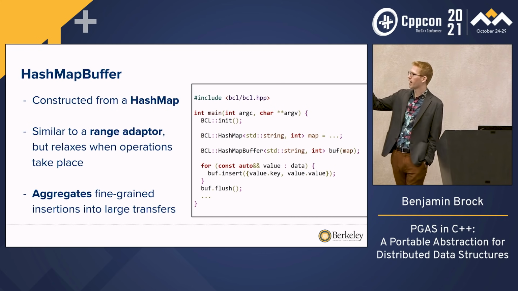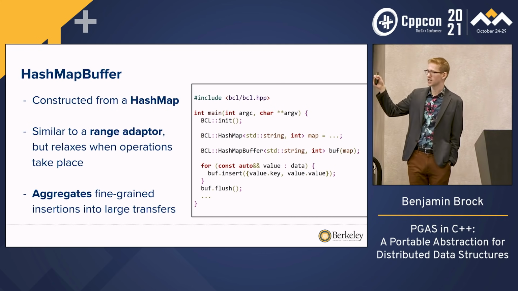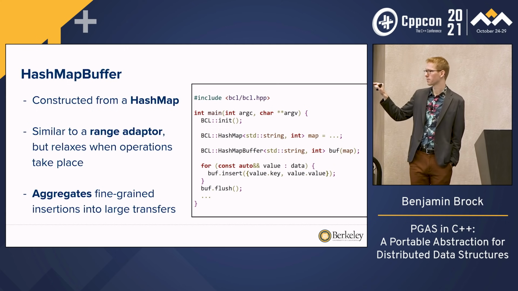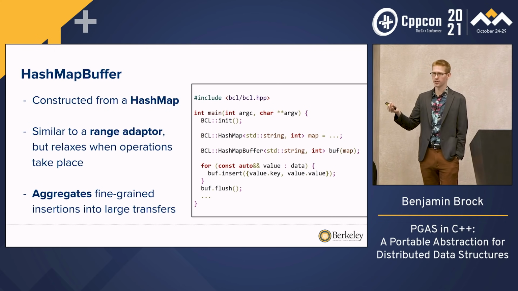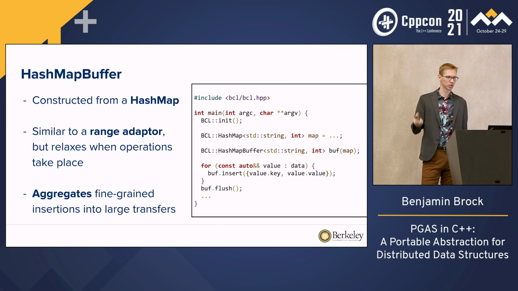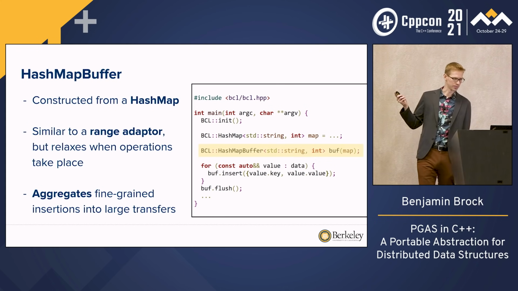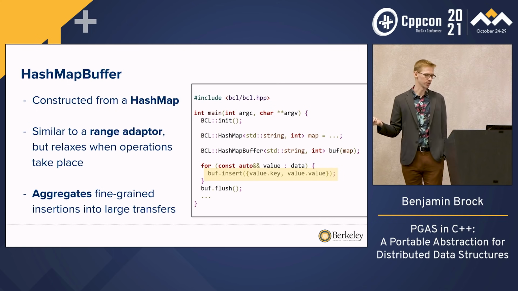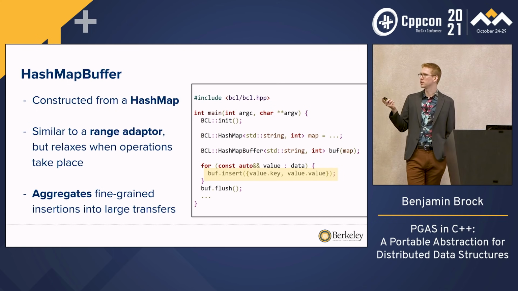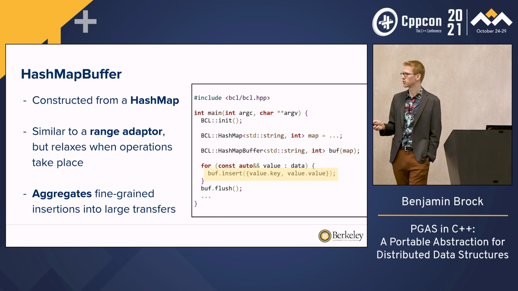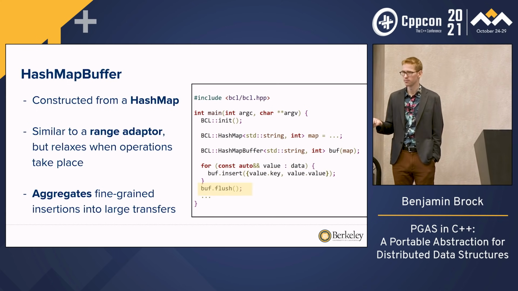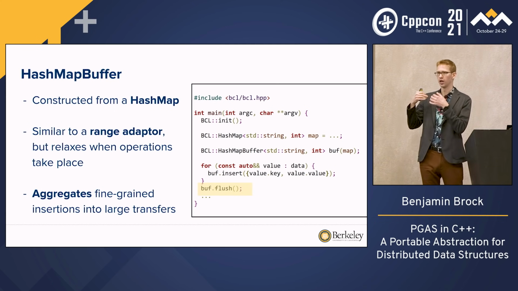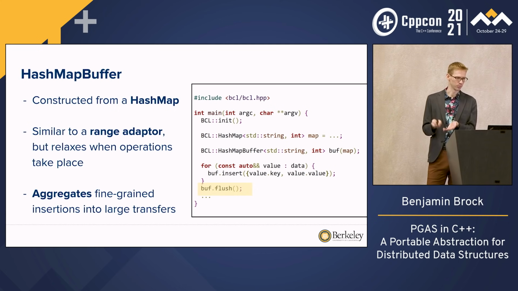So here we can create a hash table, and then we can create a hash map buffer on top of that, and then insert into the hash map buffer. First we create this hash map buffer, and then we perform a bunch of inserts. However, these inserts will be delayed, or relaxed, not guaranteed to complete until we call this final buff.flush. So this is basically an adapter on top of our container that will relax the guarantees about when things complete.